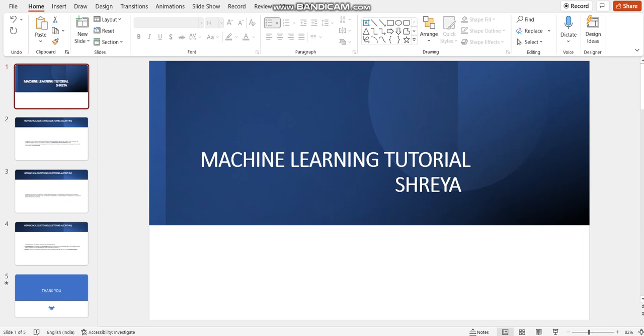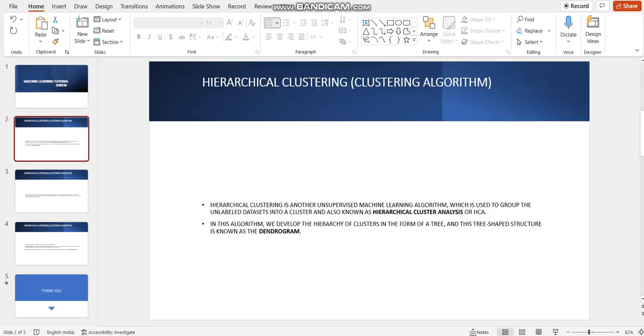So till now we have covered most of the algorithms in machine learning, and most of them were supervised learning. Now we are going to start with one of the algorithms in unsupervised learning. So talking about hierarchical clustering, that is a clustering algorithm. So what basically is hierarchical clustering?